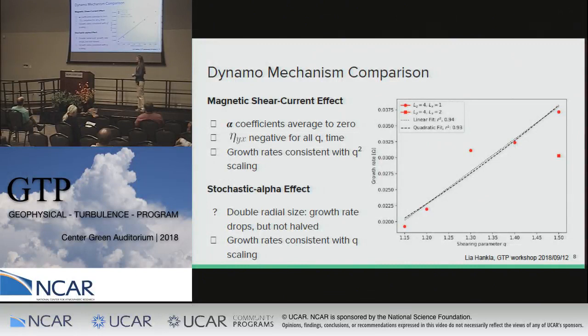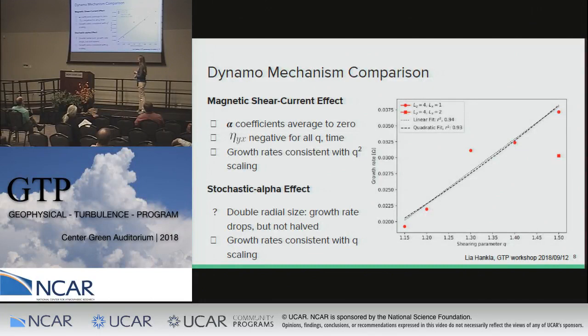Another thing you can do to try to determine which mechanism is acting is by looking at the growth rate of the dynamo. I attempted to do this. It was actually somewhat difficult, so I have a more limited range of shearing parameters here. But basically, for the magnetic shear current effect, the dynamo growth rate should scale with the shearing parameter squared, and for the stochastic alpha effect, it should be linear in Q. So I fit all my growth rates, and both of them were pretty consistent with both the linear and quadratic scaling with Q, so I couldn't rule out either of the dynamo mechanisms based on that.